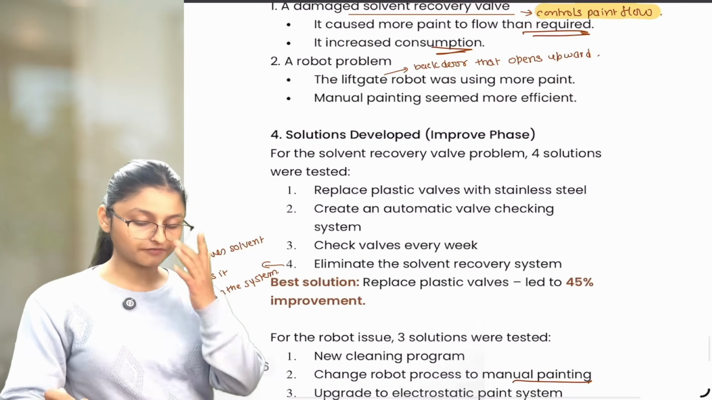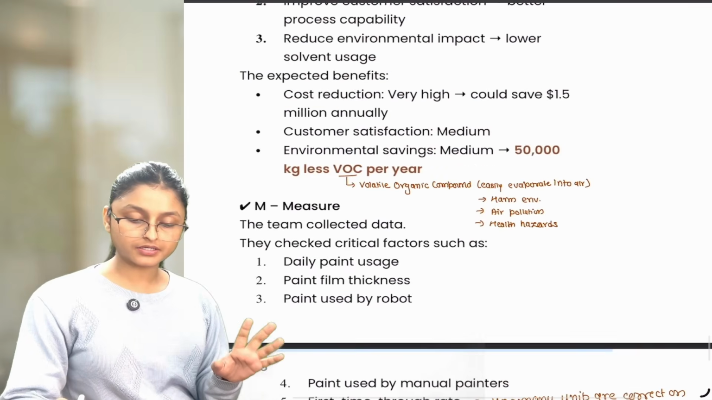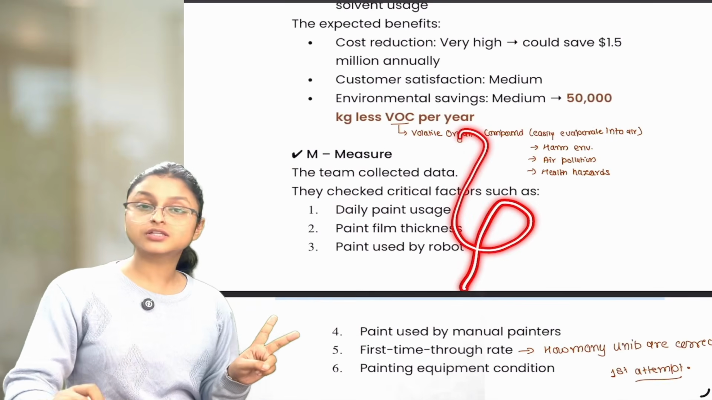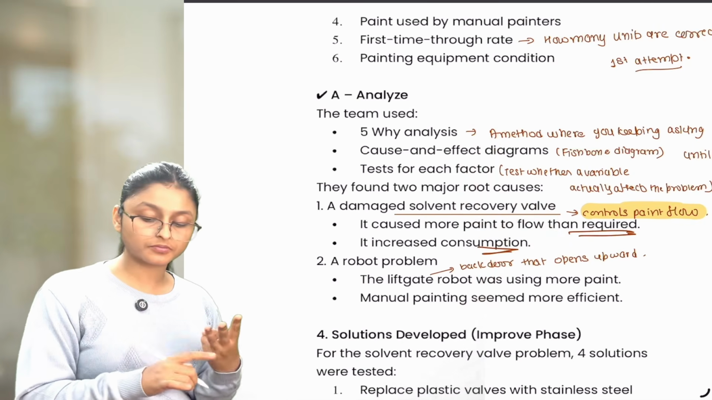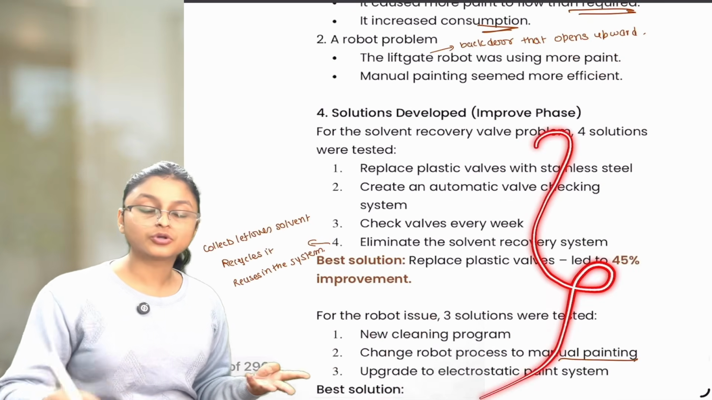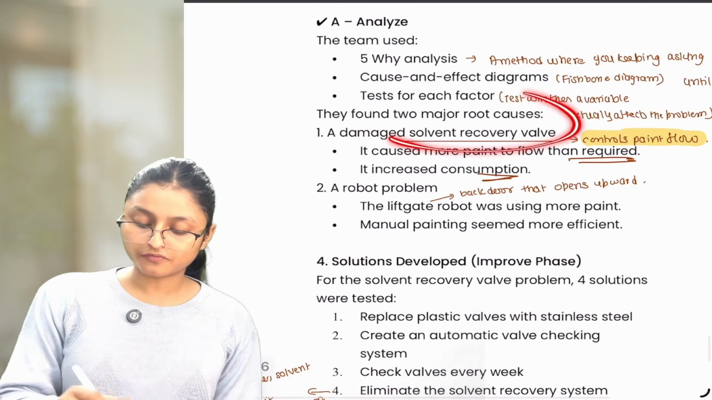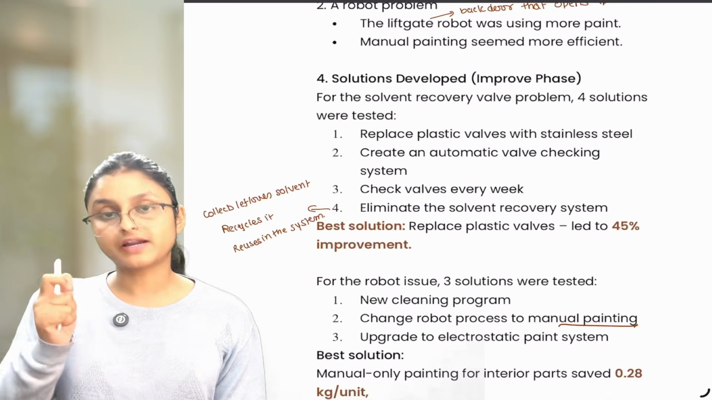What is the solution developed to improve? So this is the improve phase. What all happened till now? First, we defined what we want to achieve. Then we measured the current situation. Then we analyzed, found out the root cause of the problem. Now we are finding different solutions to solve those problems. So for the solvent recovery valve problem, we have 4 different solutions which we tested to find the best solution.